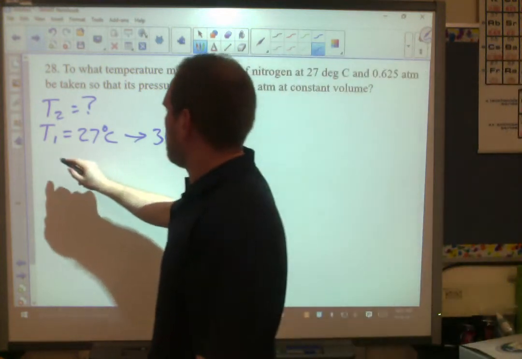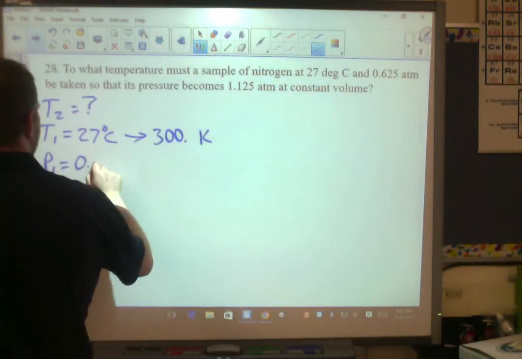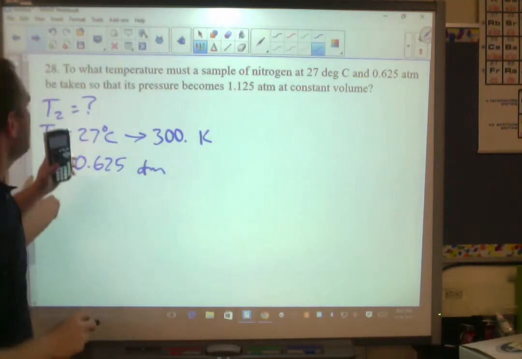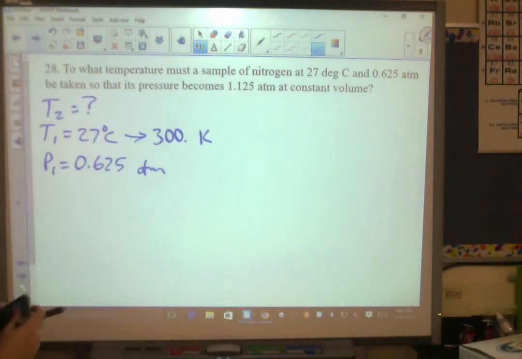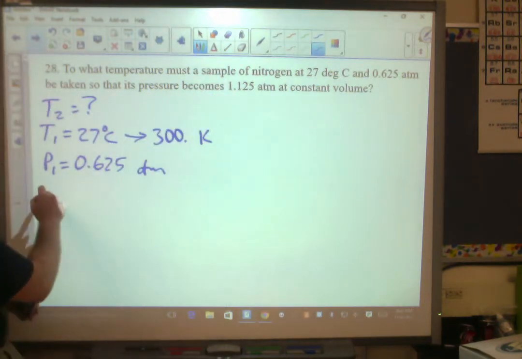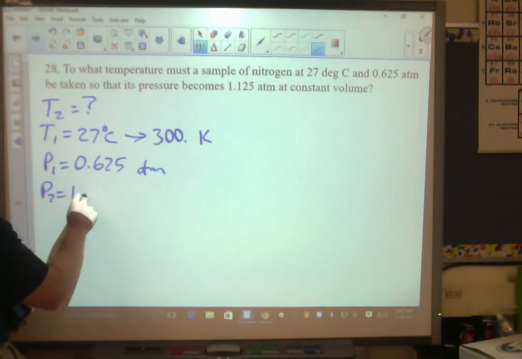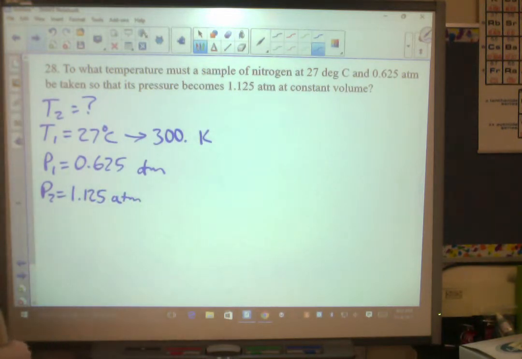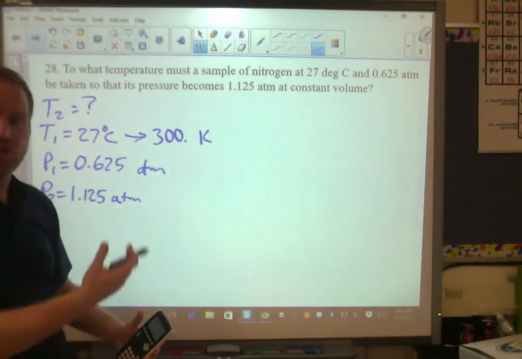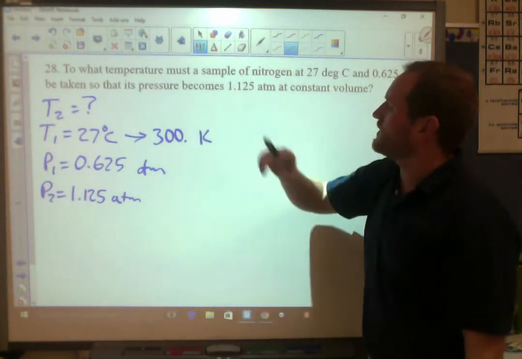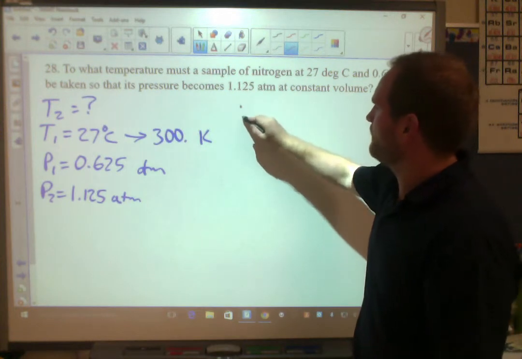0.625 ATM is my starting pressure. P1 equals 0.625 ATM. And my new pressure is going to become P2 equals 1.125 ATM. At constant volume, volume is held constant, and of course it doesn't say it here, but the number of particles is also going to be held constant. So to what temperature? We're solving for T2.